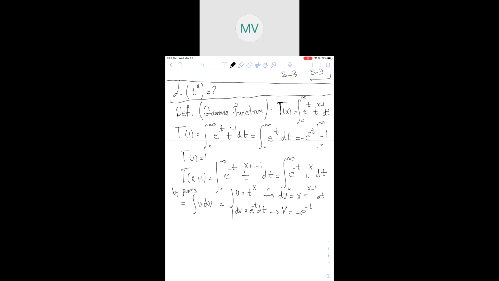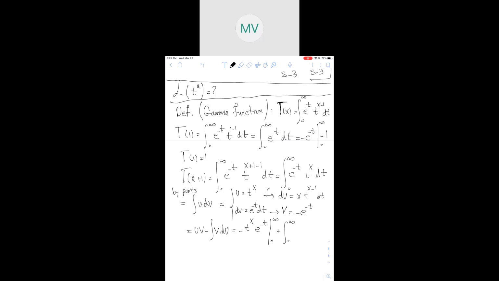V, so it's negative e to the negative t. By the by parts formula, this is uv minus integral of v du. uv is negative e to the negative t, t to the x. Let me write it this way: negative t to the x, e to the negative t. Of course, you have to evaluate from 0 to infinity, minus v du. Already v du is a negative, so the negative in the formula becomes positive.